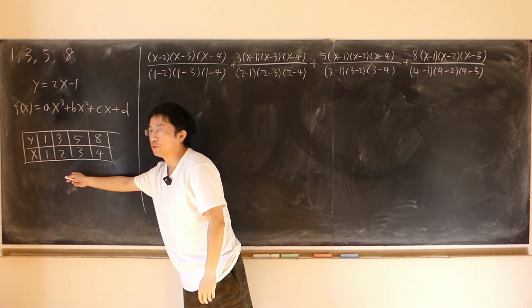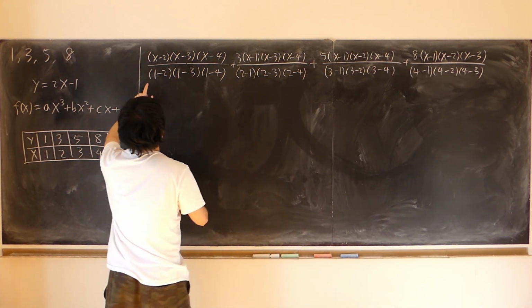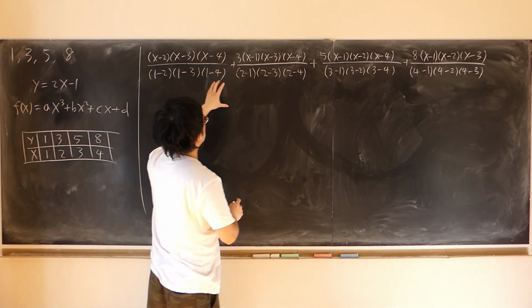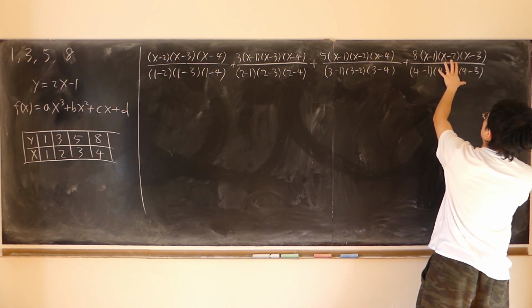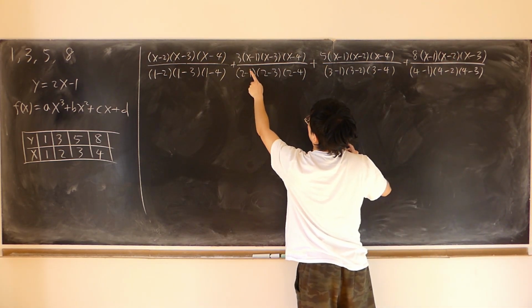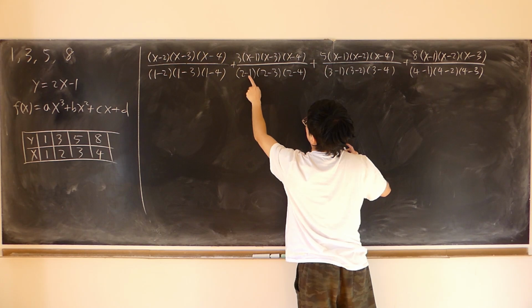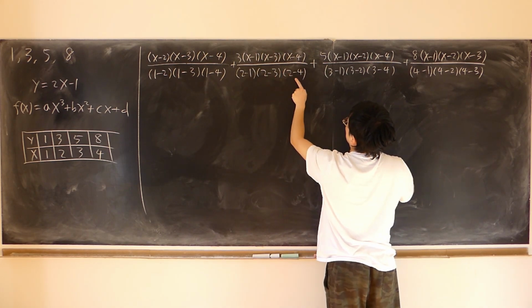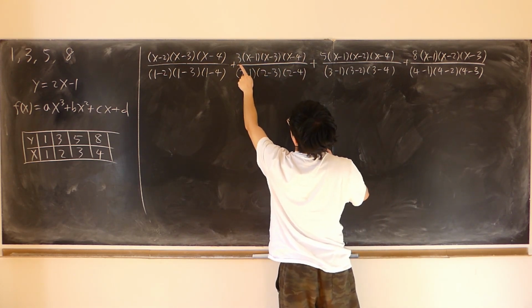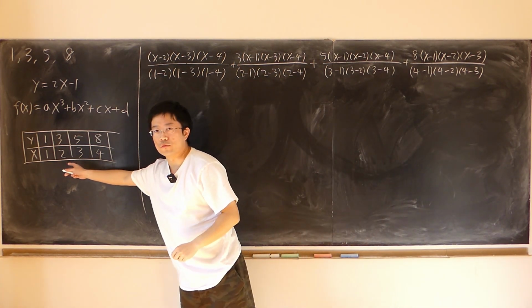When x is equal to 2, what do I have? This becomes 0, this becomes 0, this becomes 0. Right? This becomes what? 2 minus 1 cancel with this, 2 minus 3 cancel with this, 2 minus 4 cancel with this. 3 times 1. Y is equal to 3.